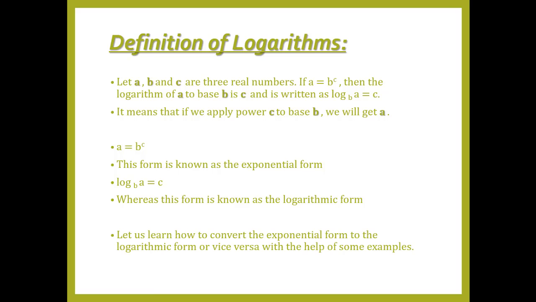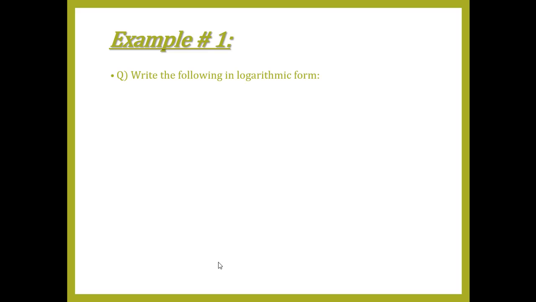Let us learn how to convert the exponential form to the logarithmic form, or vice versa, with the help of some examples. Vice versa means the reverse of the previous statement. Okay, example number 1. Write the following in logarithmic form. As we see over here, we have given the exponential form of 3 to the power of 4 equals 81, and we have been asked to convert it into the logarithmic form. So what we have to do, we just have to write it in this way.